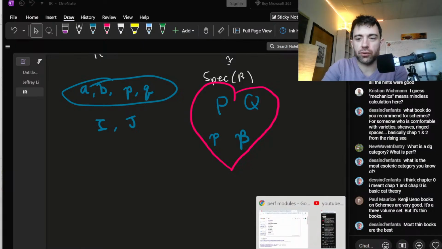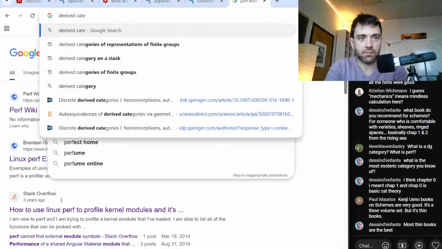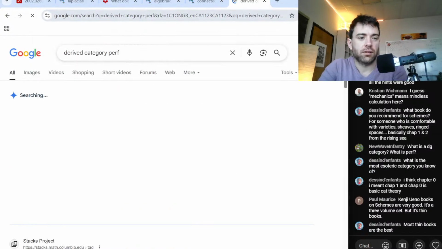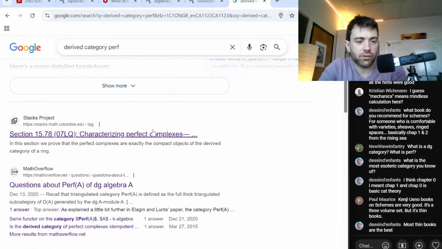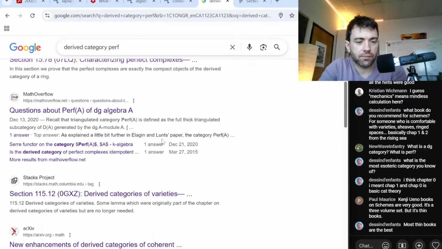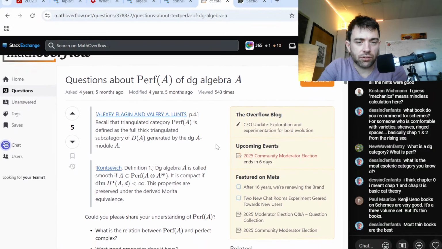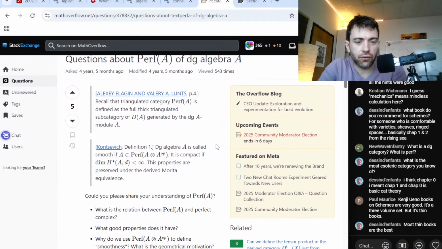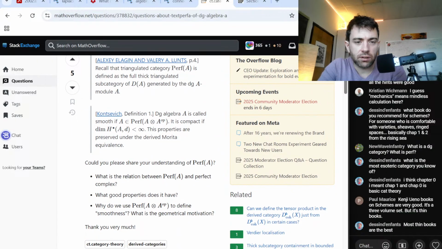Yeah, I don't remember what perf stands for, though. Perf, it's like derived perfect complexes or something? Yeah, perfect complexes. Triangulated category. Perf is defined as the full, thick, triangulated category generated by the DGA module. A DG algebra is called smooth if it is in perf of A tensor A op.